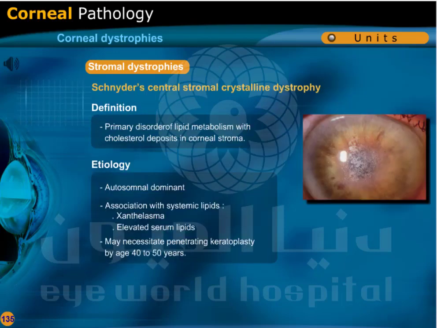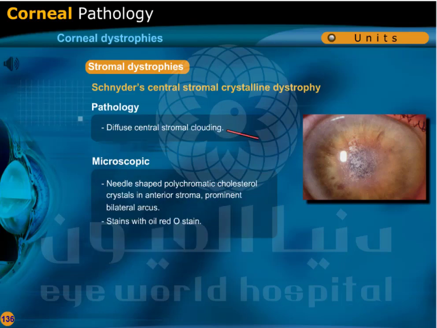Schnyder's central stromal crystalline dystrophy. This is a primary disorder of lipid metabolism with cholesterol deposits in the corneal stroma. It is autosomal dominant, associated with systemic lipid abnormalities, xanthelasma, elevated serum lipids. It may necessitate penetrating keratoplasty by the age of 40 to 50. There is diffuse central stromal clouding. Microscopically, there are needle-shaped polychromatic cholesterol crystals in anterior stroma, prominent bilateral arcus. It stains with oil red O stain.